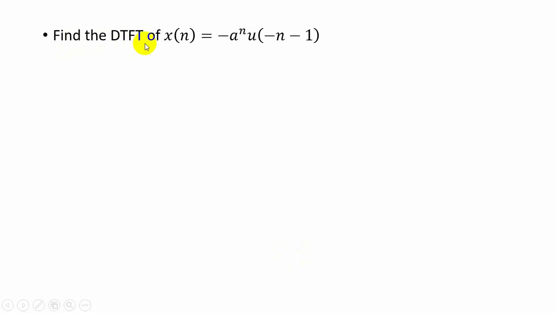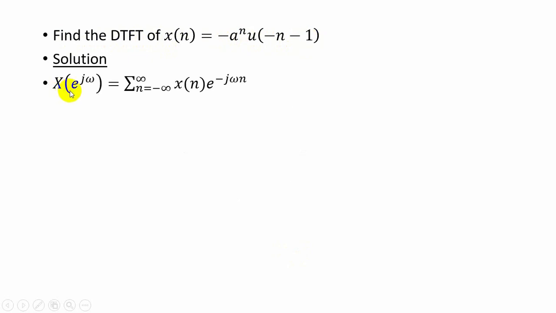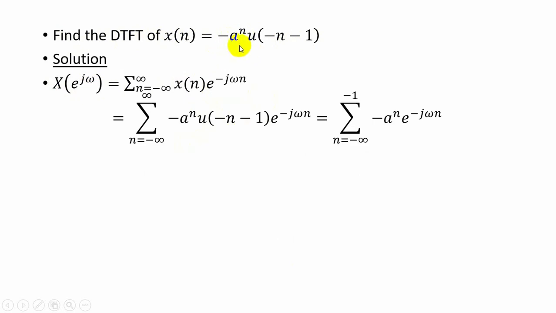Now we will find the discrete time Fourier transform of the sequence minus a power n into u of minus n minus 1. We know that the discrete time Fourier transform of a signal x of n is given by X of e power j omega. Here x of n is equal to minus a power n u of minus n minus 1. We know that u of minus n is the time reverse version of the unit step sequence. This u of minus n minus 1 will be equal to 1 when n is ranging from minus infinity to minus 1. This is equal to summation n equal to minus infinity to minus 1, minus a power n multiplied by e power minus j omega n.